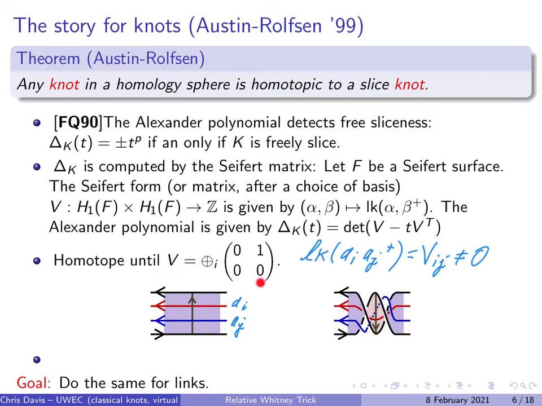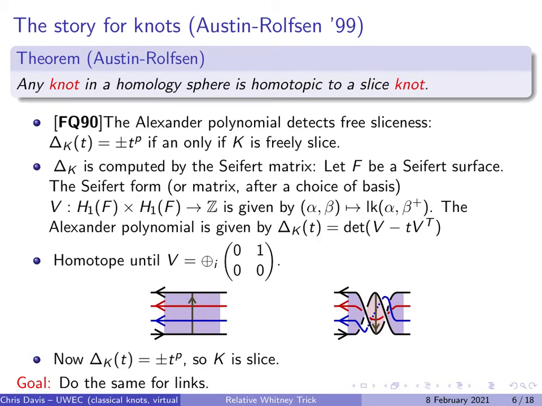In particular, you can change the Seifert matrix until you can get it down to this. So now you have reduced this knot by a homotopy to a knot whose Seifert matrix looks like this. Take V minus TV transpose and take the determinant. You'll wind up with plus or minus a power of T. So by the result of Friedman-Quinn, this knot that you'll land on after this homotopy is freely slice. And that completes the proof that Austin and Olofsson used.